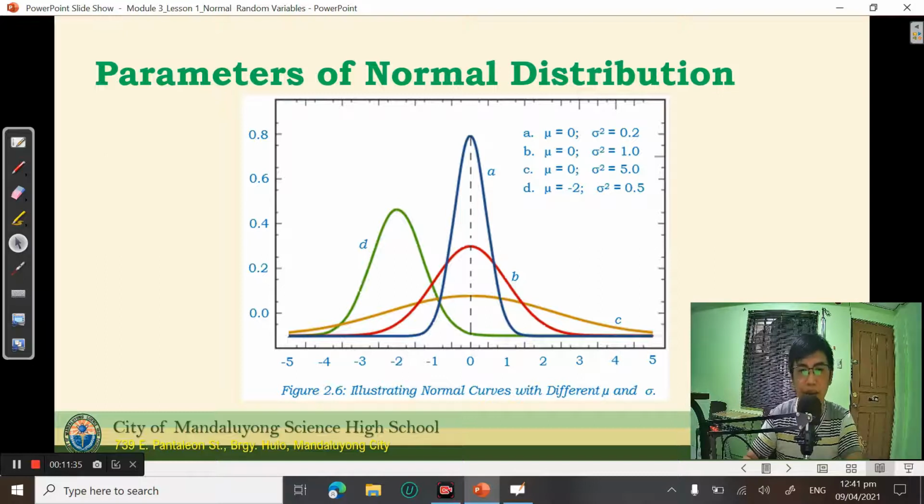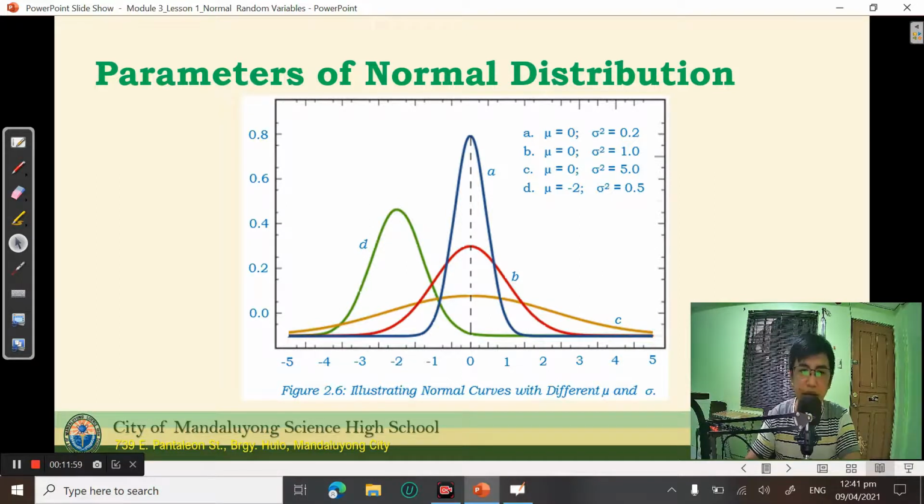Nagbago siya. And when we change the variance, square root nyo yan, standard deviation. When we change the variance from 0.2 to 0.5, notice, lumaki. Diba? Lumaki yung variance natin. Okay? So what happened? From payat, tumaba siya. Okay? Naging wider siya. Okay?